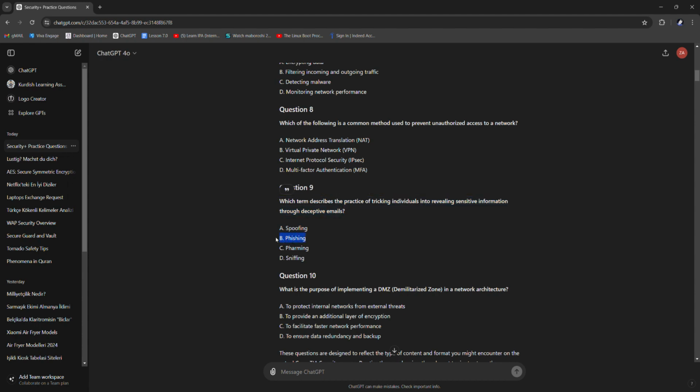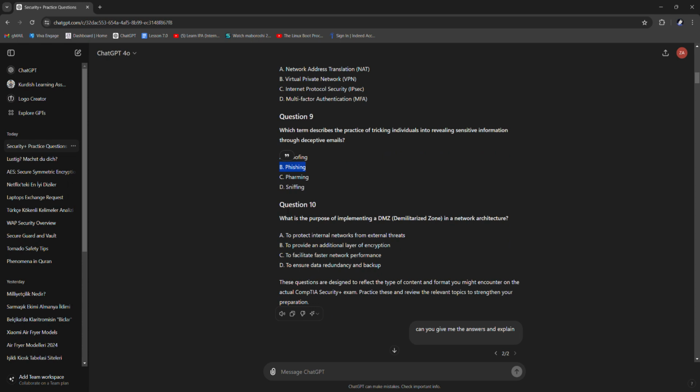Question 9: which term describes the practice of tricking individuals into revealing sensitive information through deceptive emails? I think I already talked about it. This will be phishing. Spoofing, like DNS spoofing or DHCP spoofing, is when they try to grab and steal your DNS details. That one is not tricking individuals, so the only one that tricks individuals is phishing.